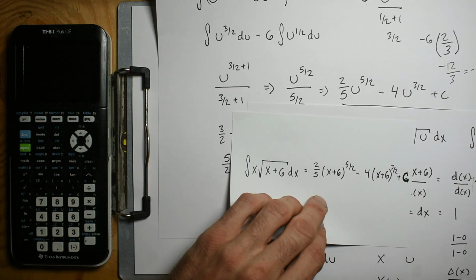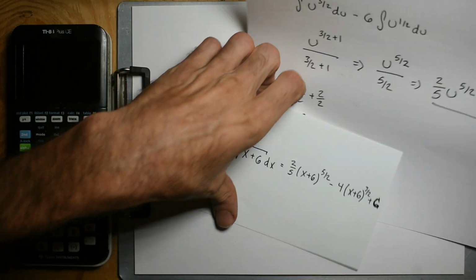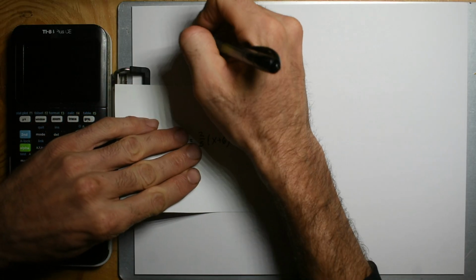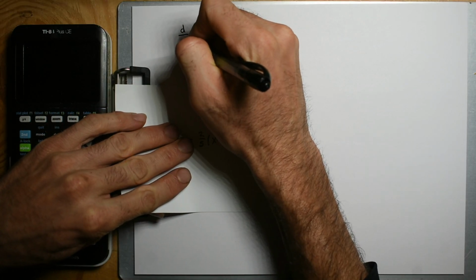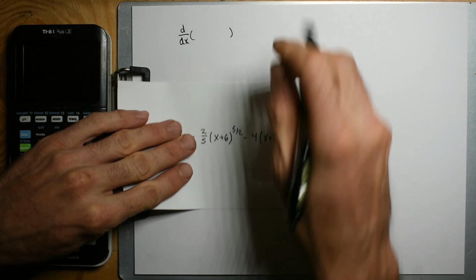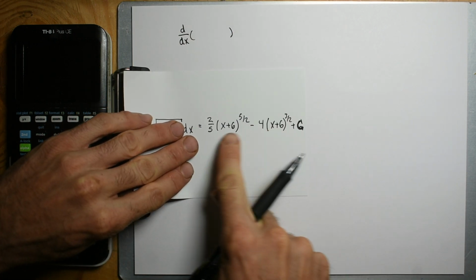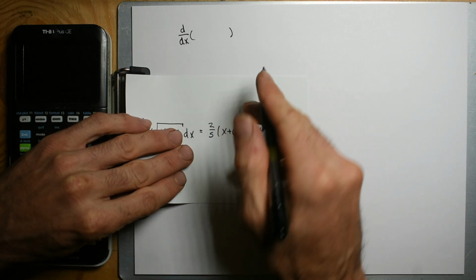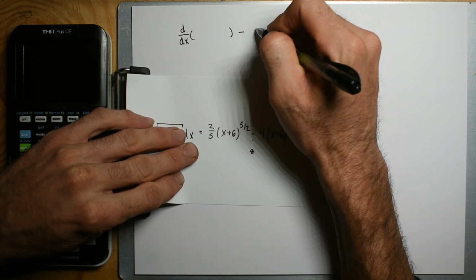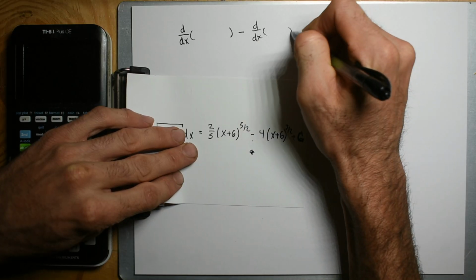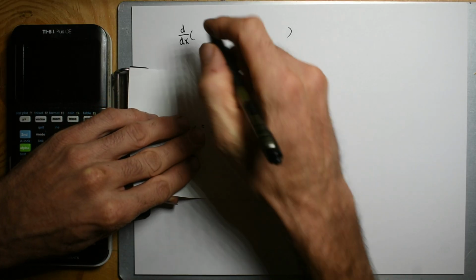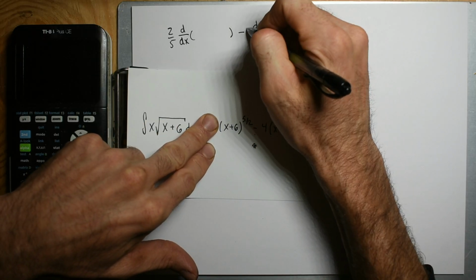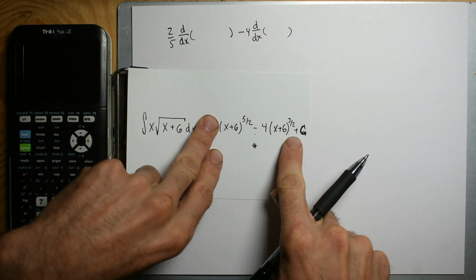Okay, now we're going to double check this one using differentiation. So I'm going to take the derivative with respect to x of all that. We have a minus sign here, so I can take the derivative of the first minus the derivative of the second. We have constants out here, so I can say this is 2/5 times the derivative of that minus 4 times the derivative of that.